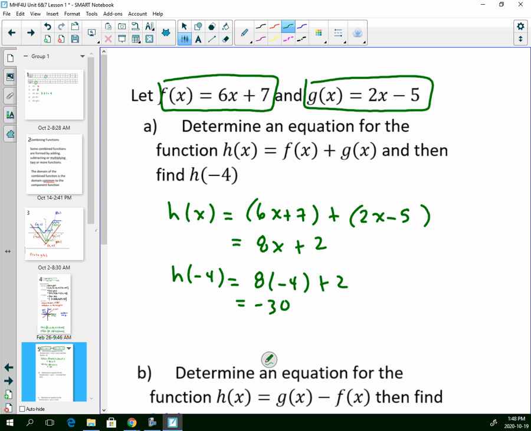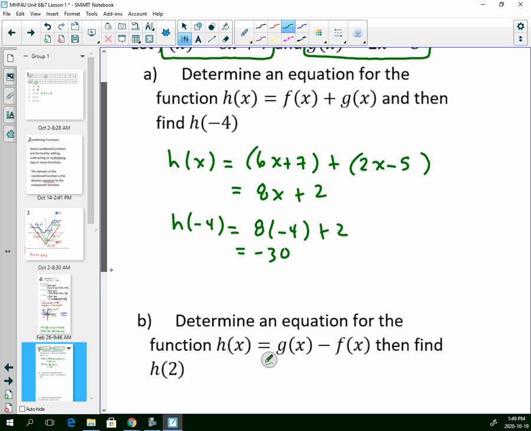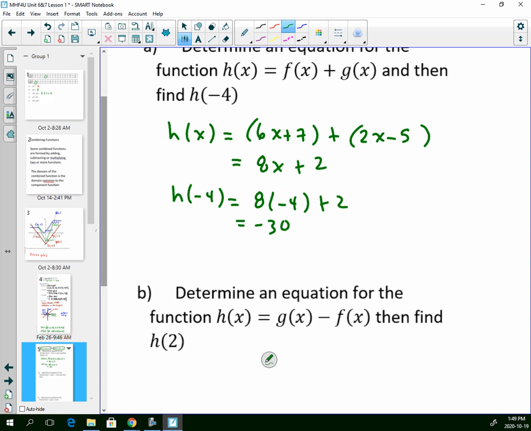Also, just keep in mind that if you wanted to find h of -4, you could sub that in before you added the functions together. So you can add the two equations first and then sub it in, or you could sub it into each equation, each part individually, and then add those two numbers together. Right, so here's an example of that, where I'm subbing in -4 into each individual function, and then I'm going to add the result together.